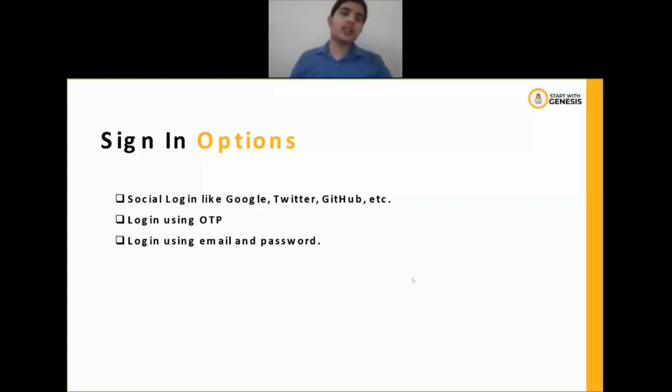Okay, so let's talk about the sign-in options. Sign-in options include Google sign-in, Twitter, GitHub, etc. These were the sign-in options possible on Firebase, and there are a lot. You can find them on the Firebase console. We will be talking about it. So next is login using OTP, and then login using email and password.